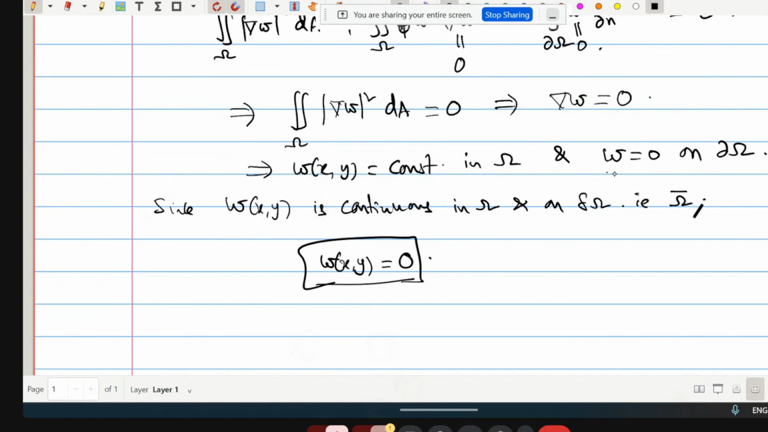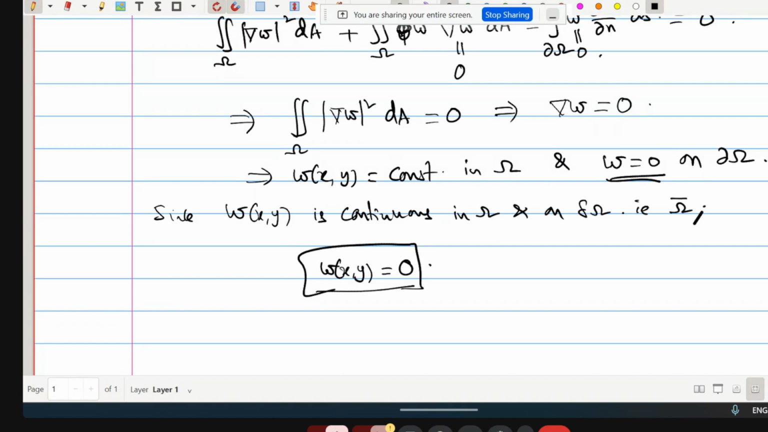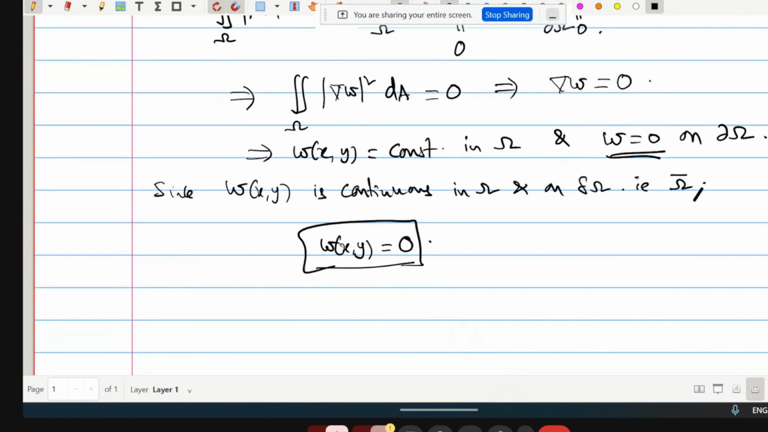But on the boundary it is 0, no? You already know that it is 0 on the boundary. Yes, sir. So that is why, for this to be continuous, this constant has to be 0. So this is true for every (x,y) belonging to omega union dou omega.